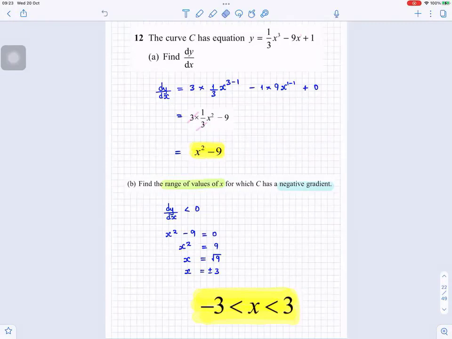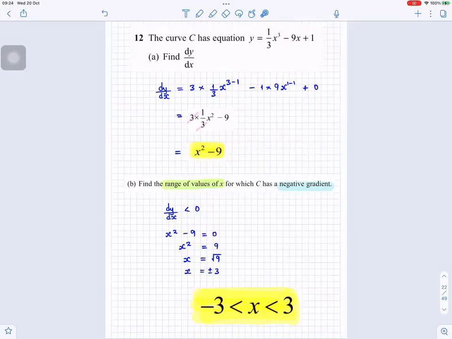We got the equation of the curve, dy over dx. When you differentiate 1 over 3x cubed, the 3 comes in front, it becomes 3 times 1 over 3x to the power 3 minus 1. You differentiate minus 9x, it's like x to the 1, 1 comes in front, so it's 1 times 9x to the 1 minus 1. Differentiate 1, you get 0. 3 and 3 will cancel, so you get x squared. And when you differentiate the 9x, you get 9. So it's x squared minus 9.